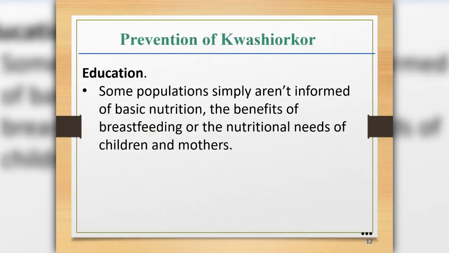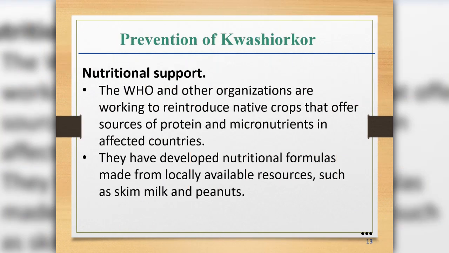Prevention. First and foremost preventive measure is giving education. Some populations simply aren't informed of basic nutrition, the benefits of breastfeeding, or nutritional needs of children and mothers. Second preventive measure is nutritional support. The World Health Organization and other organizations have worked to reintroduce native crops that offer a source of protein and micronutrients in affected countries. They have developed nutritional formulas made from locally available resources such as skim milk and peanuts.